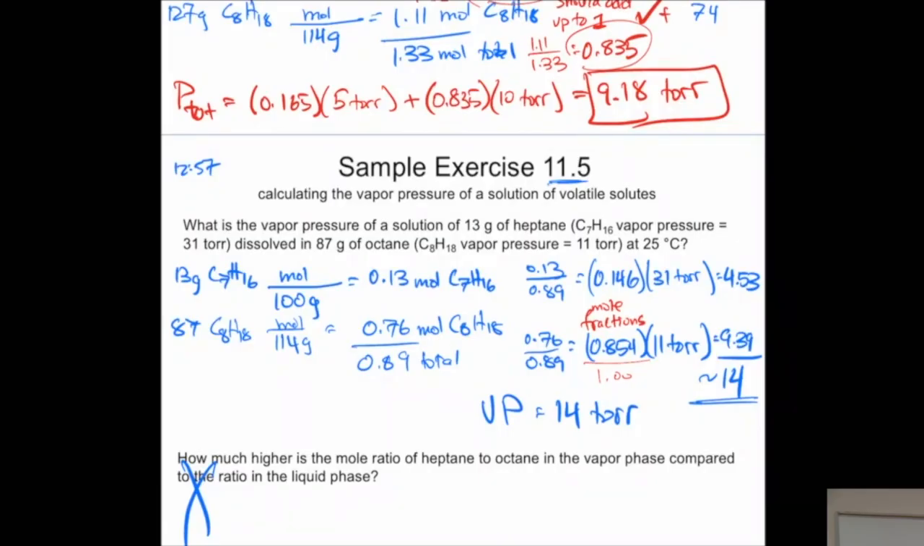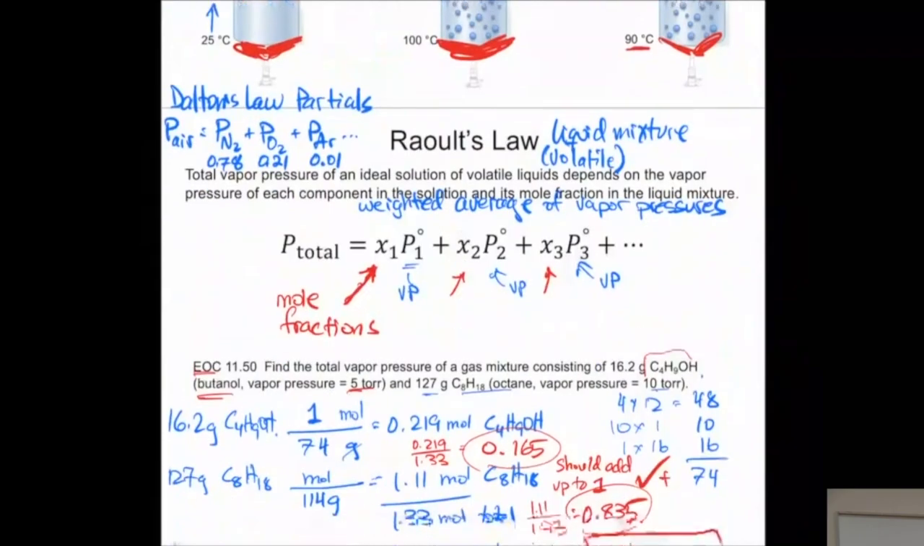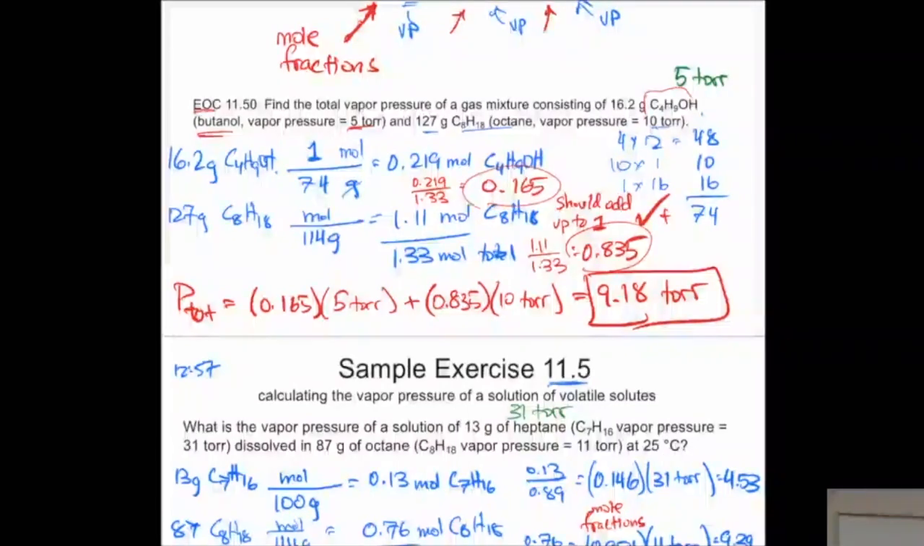How about take a look at, let's see, heptane. Heptane has a vapor pressure of 31 torr versus butanol up here. Here, let's put these both. Butanol had a vapor pressure of only 5 torr. And that's a pretty big difference. Why is the vapor pressure of heptane so much higher than the vapor pressure of butanol?